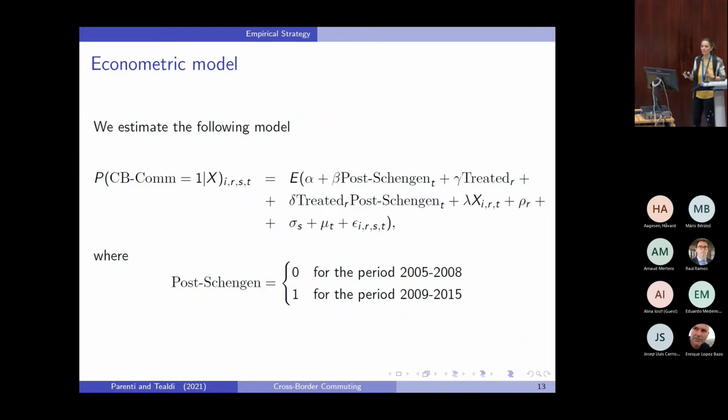So our dependent variable is a 0-1 dummy. It's 1 if you cross the border for work, so if your NUTS 2 of residence is different from NUTS 2 of work. It's outside your country. So it's 1 for cross-border commuter. And we actually have the usual post-Schengen, treated, and the interaction among them.